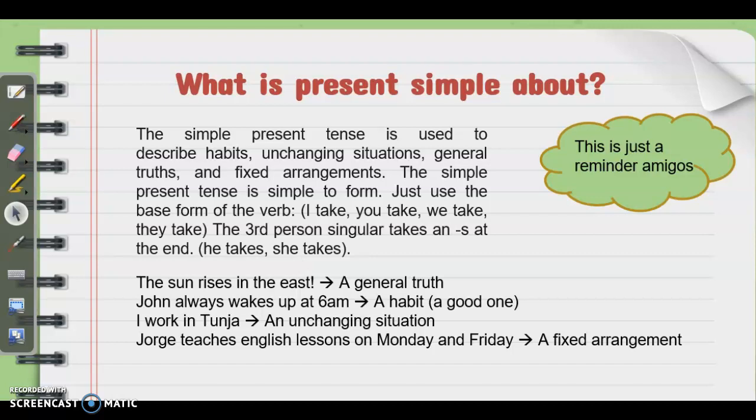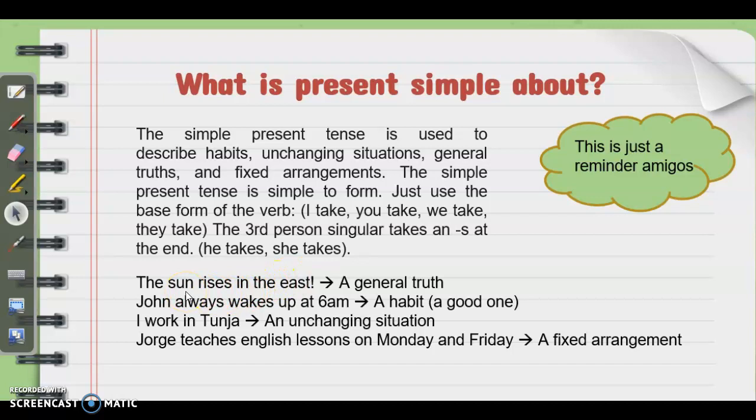So we talk about the present simple being used to talk about a general truth. For example, the sun rises in the east. This is something that is always true. Okay, so we have the sun would be the subject. Rises is the verb. So, como es el verbo, le vamos a colocar una S al final. Okay, and we have the complement.